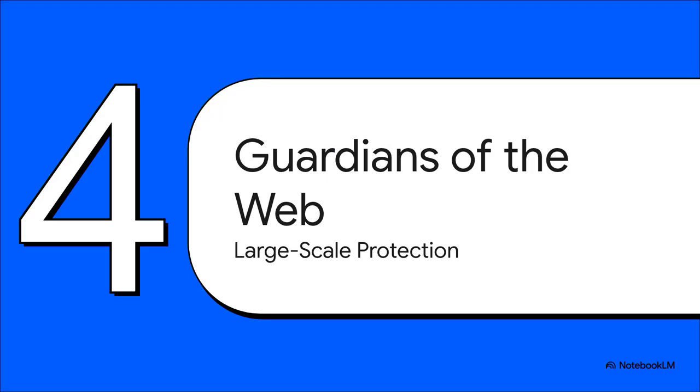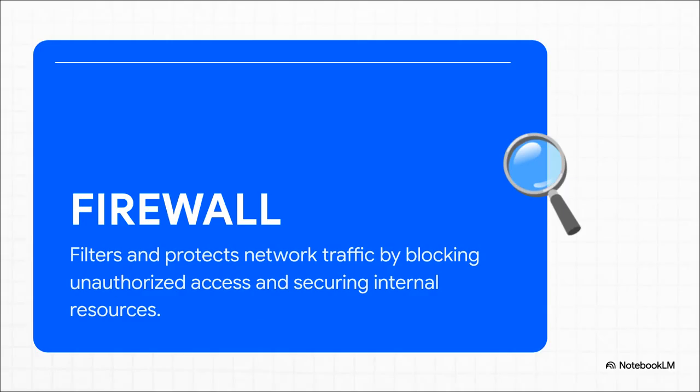Okay, let's zoom out one last time and look at the real heavy-duty devices. These are the guardians that manage and protect the massive scale networks for the businesses and services we use every single day. The first guardian you need to know about is the firewall. Its job is to be the network's security guard. It stands right at the edge of the network, inspecting all the traffic based on a very strict set of rules, and it blocks anything that looks suspicious. Its whole goal is to protect sensitive data from outside threats.